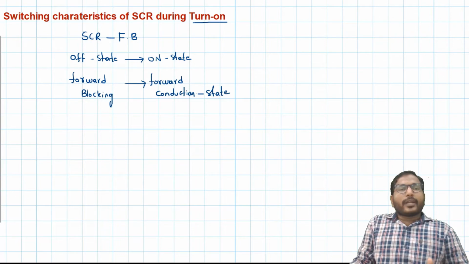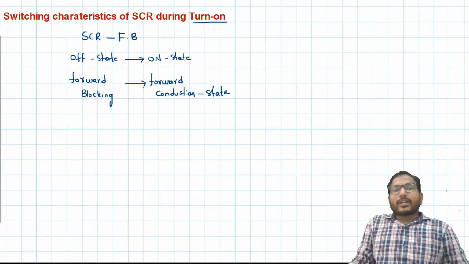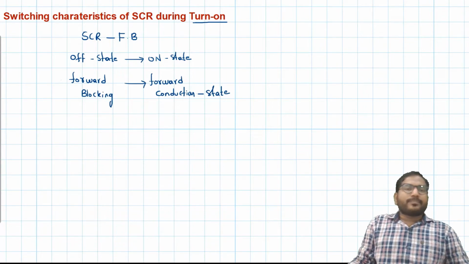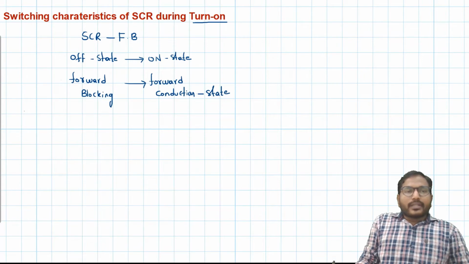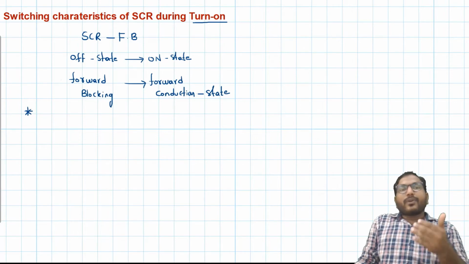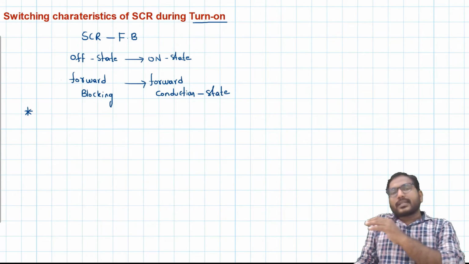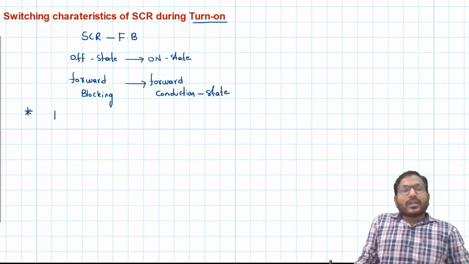At forward blocking, the conduction is very less. That's why it acts as an open switch, or SCR is in off state. At forward conduction, the conduction through the SCR is more, then it acts as a closed switch, or SCR is in on state. Coming to the next point, the time taken by the SCR to switch from forward blocking state to forward conduction state is called turn on time.